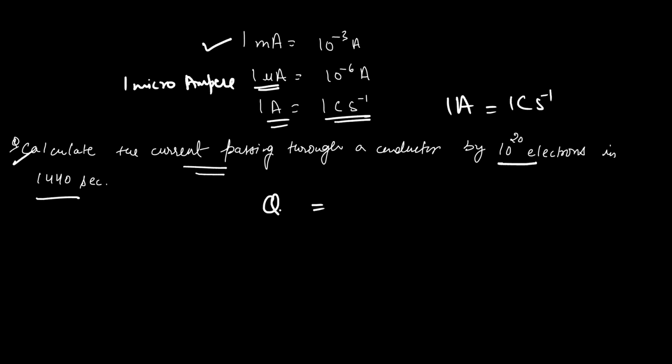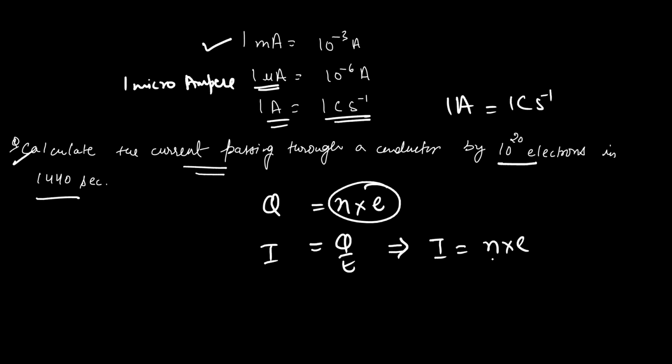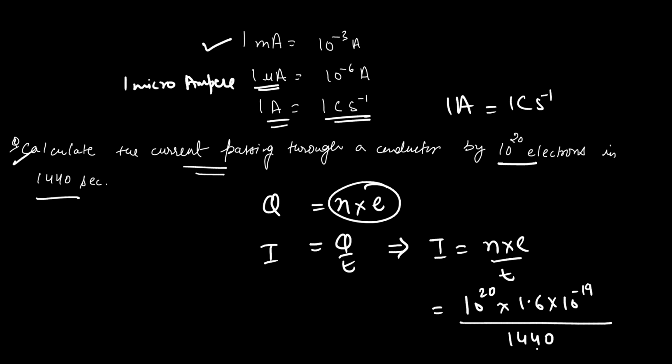First, we need to calculate the value of Q. Q is equal to N into E. And the time is given to you here. So you can write I is equal to Q by T, and the value of Q is this one. So write I is equal to N E by T. The number of electrons given to you is 10 to the power 20, into the charge of an electron, 1.6 into 10 to the power minus 19. And the time is 1440. Got it?